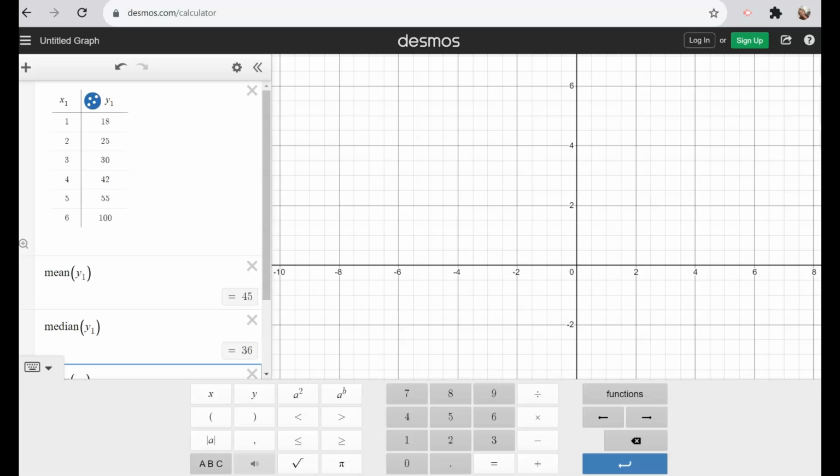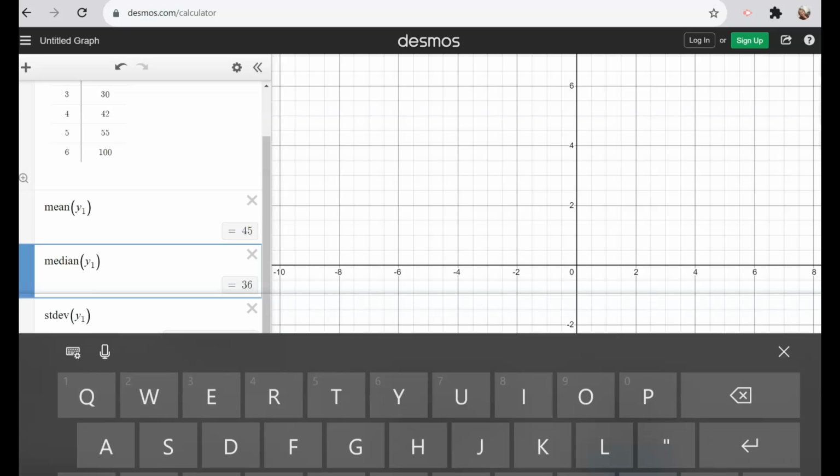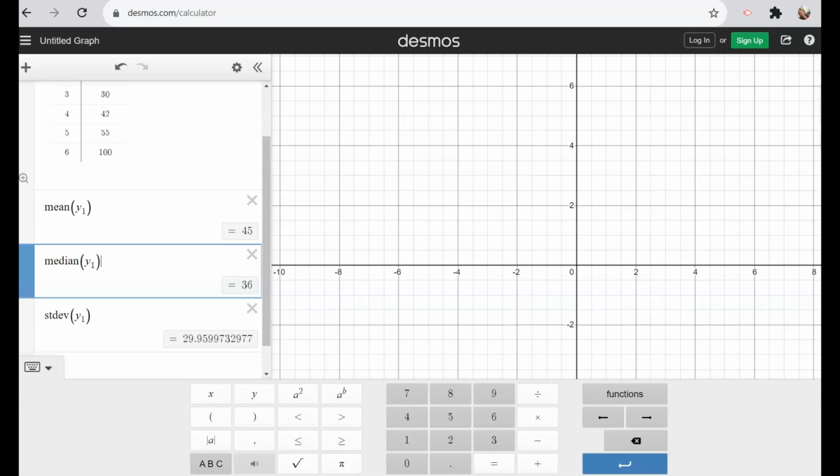Rather than start from scratch, I just edited my table with my new data values in Y1. And as I did that, I didn't have to re-enter my commands at all. They adjusted automatically. So I see I have the mean of 45, which is the same as our other data set. But now I have a median of 36. And then my standard deviation I see is the decimal 29.95, and then that goes on forever. We want to round that to the nearest tenth, so it rounds to 30.0.